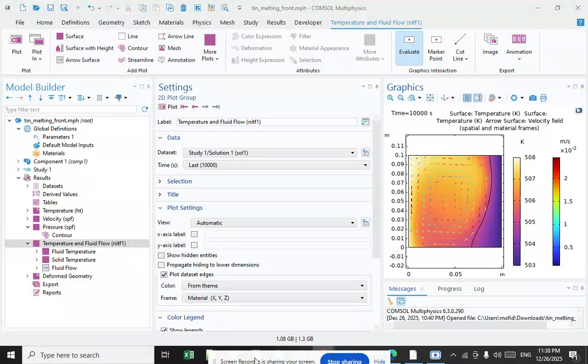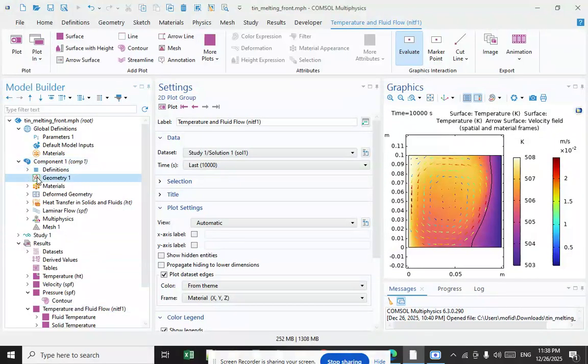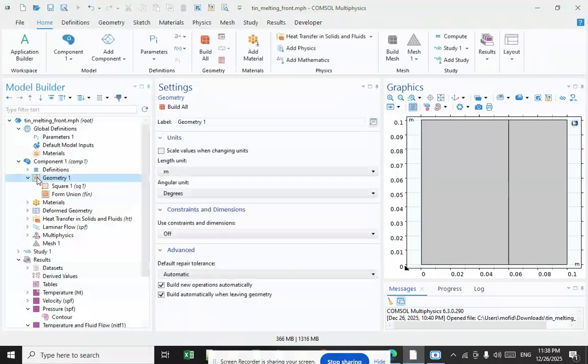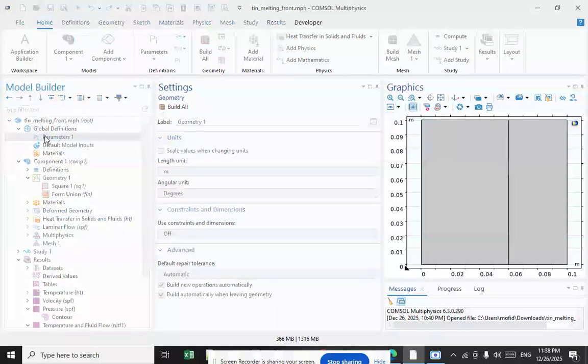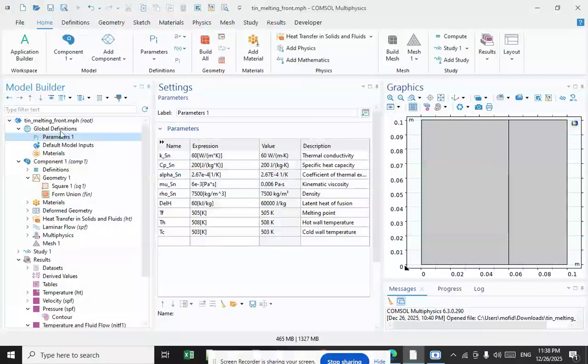And here we are. There is a Comsol simulation, and in the component you see the geometry. It's a simple two-dimensional geometry with different boundary conditions. And we go through the parameters that I have defined: thermal conductivity, specific heat capacity, coefficient of thermal expansion, kinematic viscosity, density, latent heat of fusion, melting point, hot wall temperature, cold wall temperature.